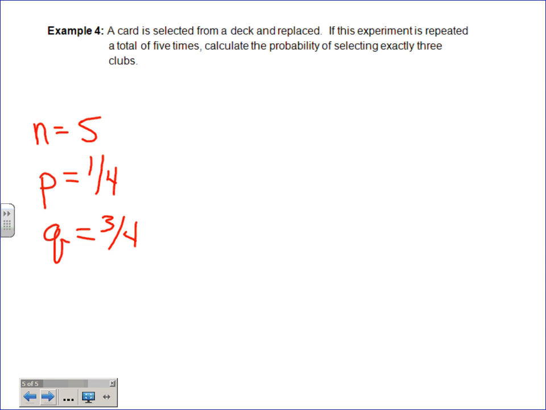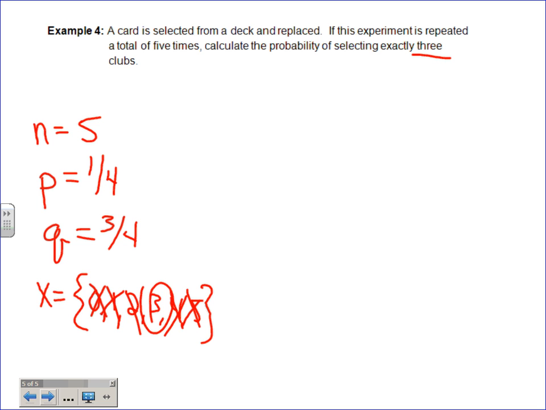Is failing always going to be higher? No, not necessarily. I could say picking not a club, and then these two would be switched, right? And which X, now let's talk about all the X's. You don't have to write them all down, but I want you to see this. Do you agree that it's 0, 1, 2, 3, 4, and 5? Do you agree that's how many successes I could get, right? Those are the possibilities. Am I concerned about 0? No. Am I concerned about 1? No. How many do I want to get? I want to get 3. So the X value I am concerned about is 3.